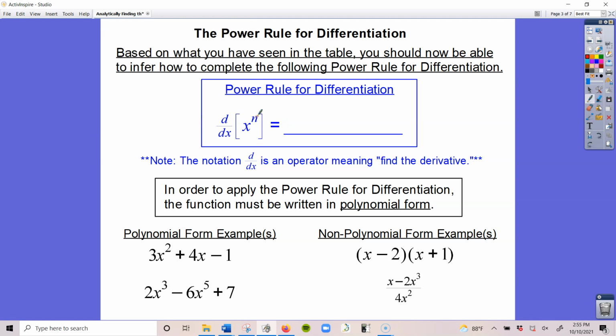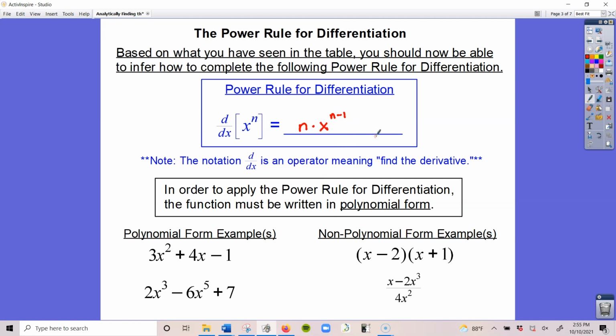This is the power rule. We take the n, whatever the exponent is, and we multiply it to whatever coefficient is in front. So here it will be n times 1, so n times x, and then the new exponent would be n minus 1. You subtract 1.